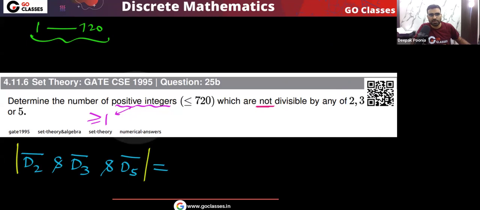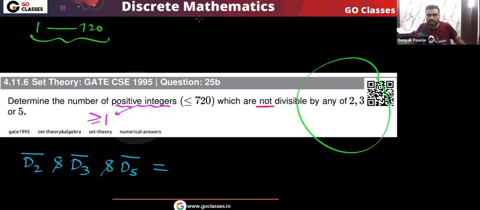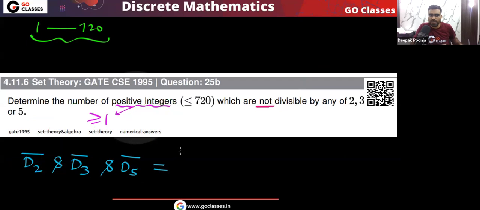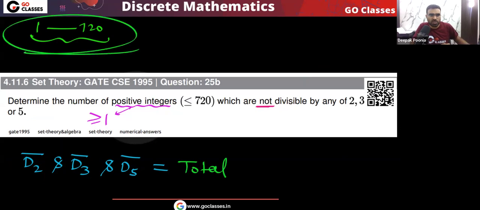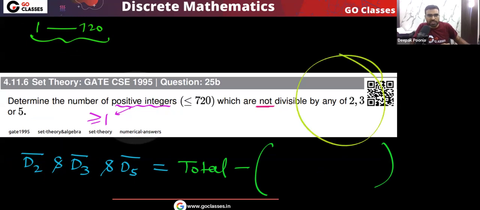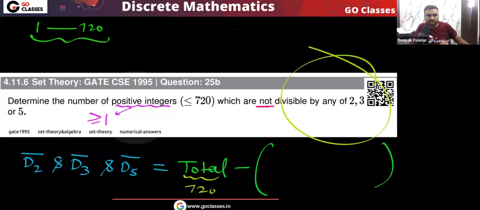Okay, very simple. So you can see, because the question is saying not divisible by any of them, not divisible by 2 and not divisible by 3 and not divisible by 5. So this will be equal to what? This will be equal to total, we have 720 integers from 1 to 720. So from total, what you do, you remove those integers which are divisible by at least one of them. Yes or no? So you can see total is already 720. From these 720 integers, we will remove those integers which are divisible by at least one of them.